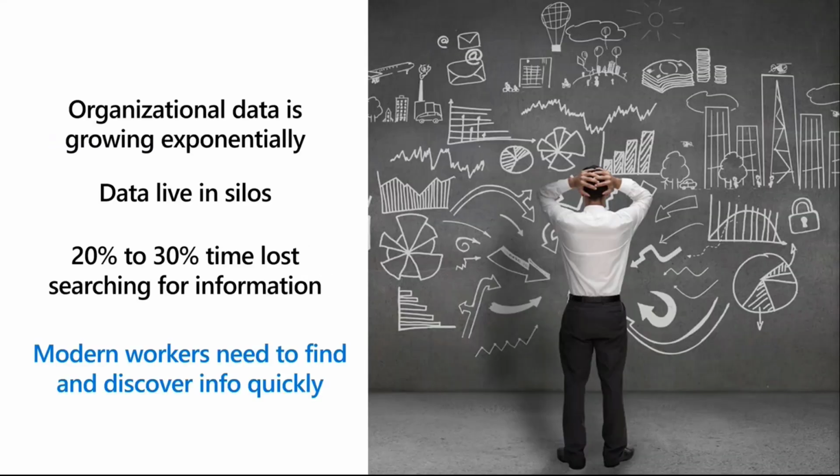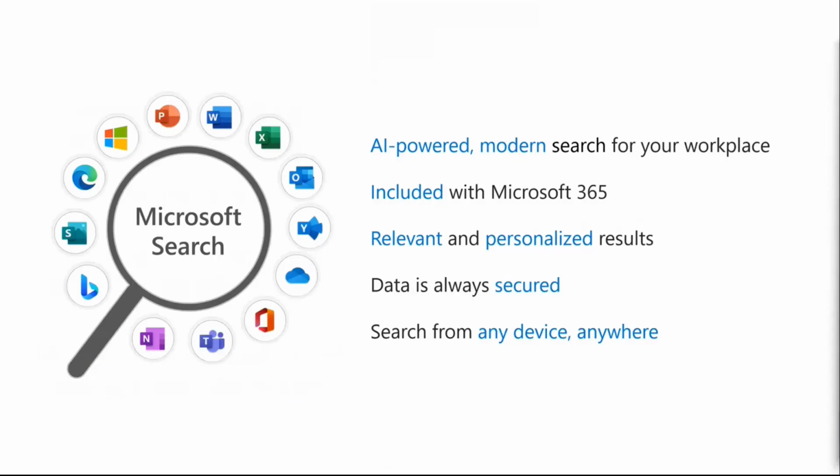So, all right, cool. So what is the problem statement here? Today, organizational data is growing exponentially. And a lot of this data lives in silos. And so a major problem that employees face within organizations is that they spend 20 to 30% of their time at work searching for information. They can't find the information because this information is spread across various data silos. So what we need is modern workers to be able to find and discover that information as quickly and efficiently as possible. So we at Microsoft have a solution, Microsoft Search, which is an AI-powered modern search for your workplace.